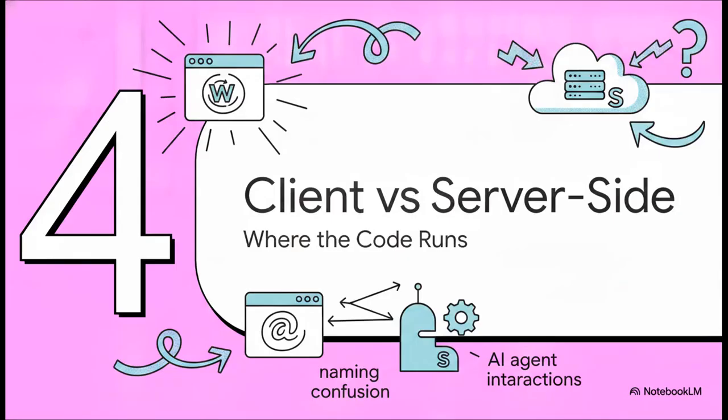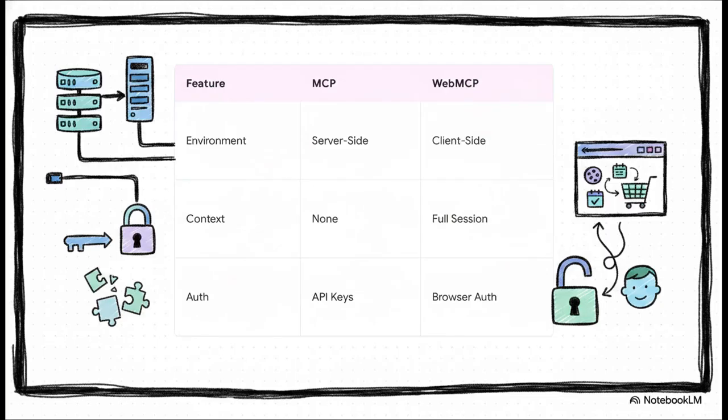Section 4. Client-side versus server-side, where the code runs. Now, you might have heard of Anthropic's Model Context Protocol, or just MCP. So what's the difference? Well, standard MCP connects AI models to external backend servers using API keys, but WebMCP runs client-side, directly in your web browser.